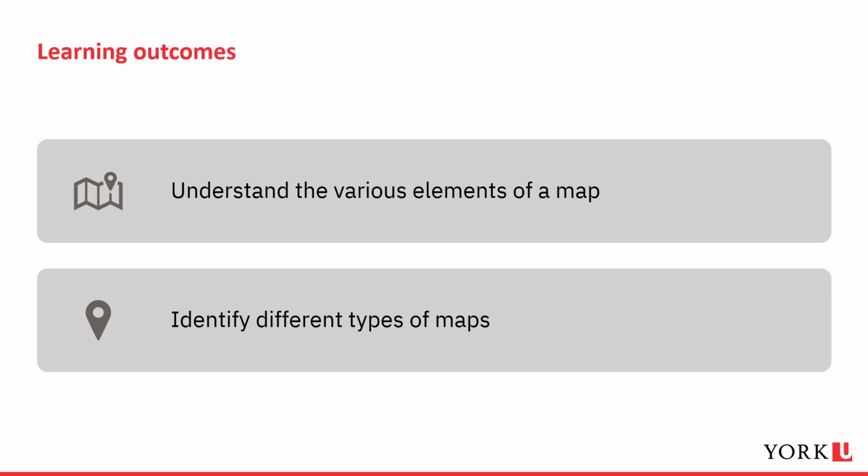After viewing this video, you will be able to understand the various elements that are part of a map. You will also be able to identify different types of maps, including study area maps, thematic maps, topographic maps, fire insurance plans, property data maps, and aerial photographs and photo maps.